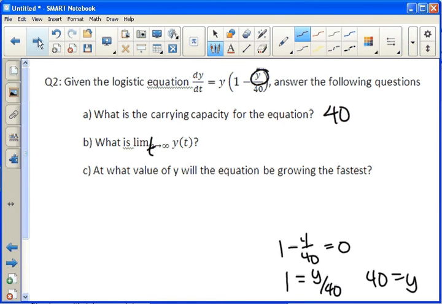Limit as t approaches infinity of y of t. Well, if you look, we don't have y of t, we have its derivative. But the limit as the original goes to infinity is the same thing as the carrying capacity.